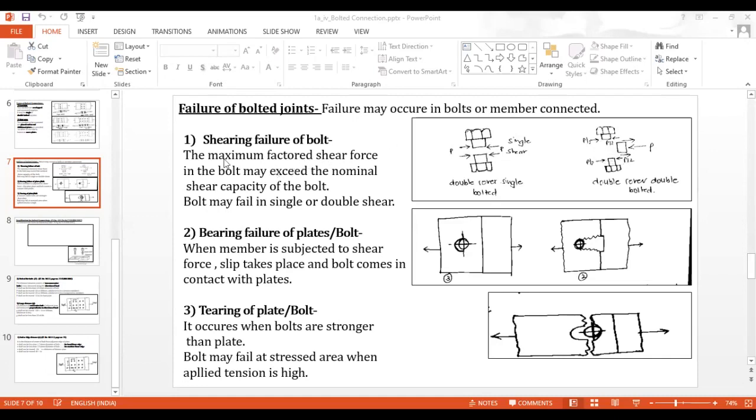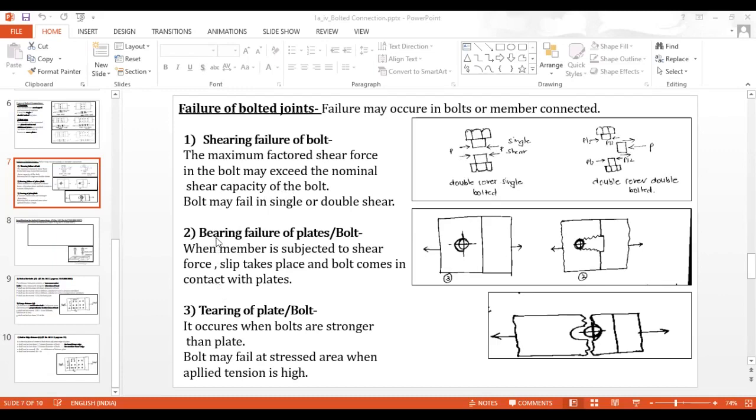By definition, the maximum factored shear force in a bolt may exceed the nominal shear capacity of the bolt. The bolt may fail in a single or a double shear. If you observe diagram number 1, it is a diagram of a single shear. The force is taken by a double cover single bolt connection. The second diagram gives us an idea regarding the two plane shear, that is, double shear failure of the bolted connection.